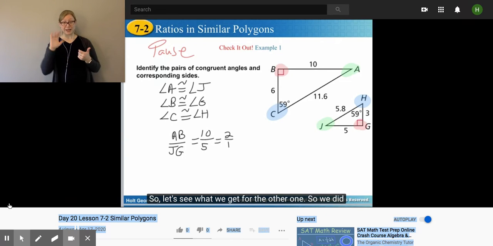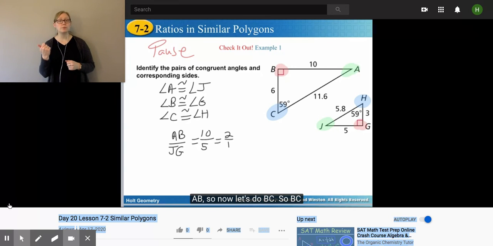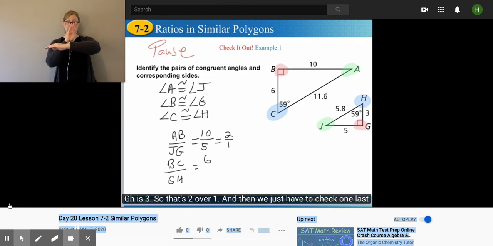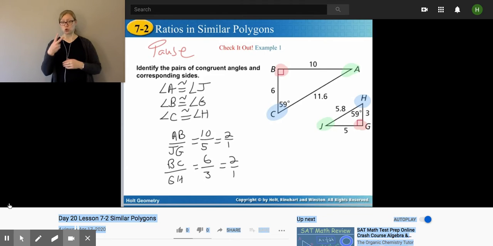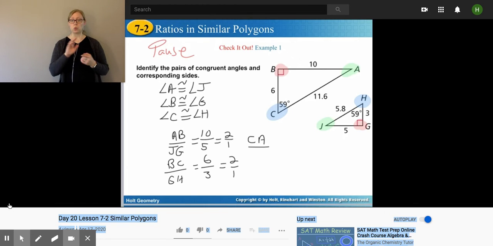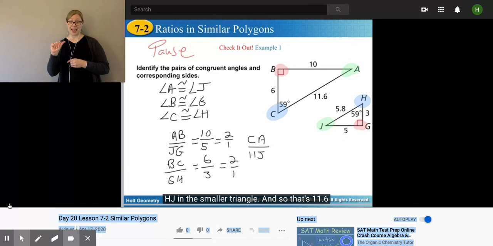So let's see what we get for the other one. So we did AB, so now let's do BC. So BC over GH. BC is 6, GH is 3. So that's 2 over 1. And then we just have to check one last value. So we're going to go blue-green. We're going to do CA in the large triangle, and that should match HJ in the smaller triangle.